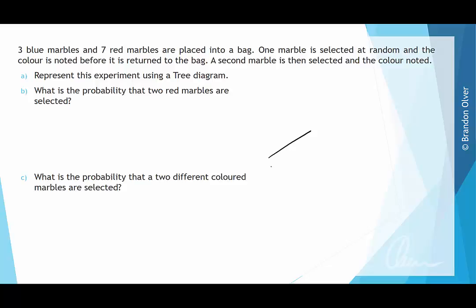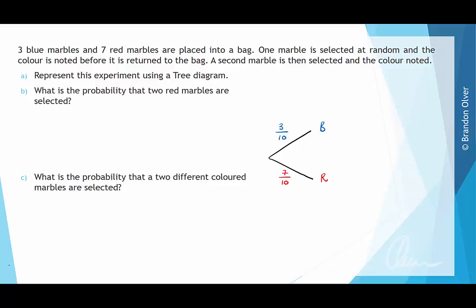So the first selection could be a blue marble, and to do that there would be a 3 in 10 chance because there's 3 blue marbles out of a total of 10. In the same selection you could also have gotten a red marble, which would have a probability of 7 over 10 as there's 7 red out of a total of 10.